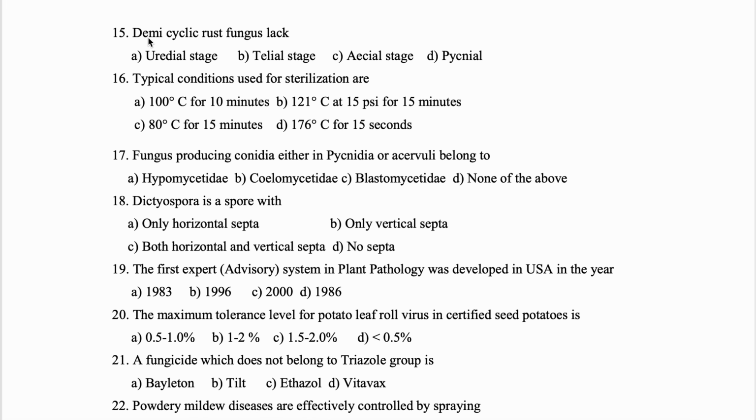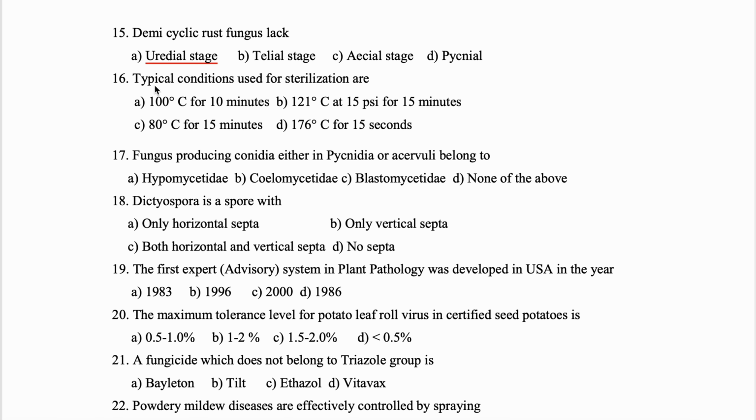Question 15. Demicyclic rust fungus lacks uredial stage. Okay. In a macrocyclic rust, normally we have 5 stages. PAUTB. We have discussed it. So the demicyclic rust means what? The uredial stage will be missing.